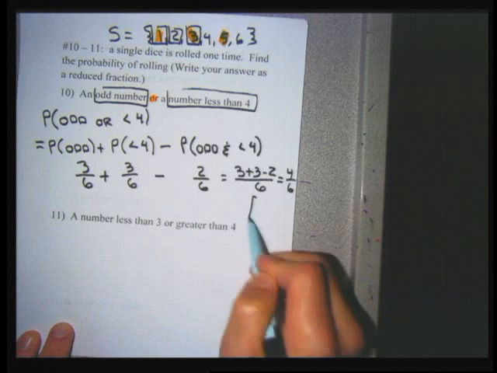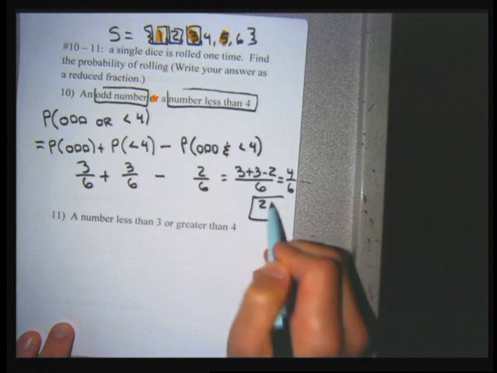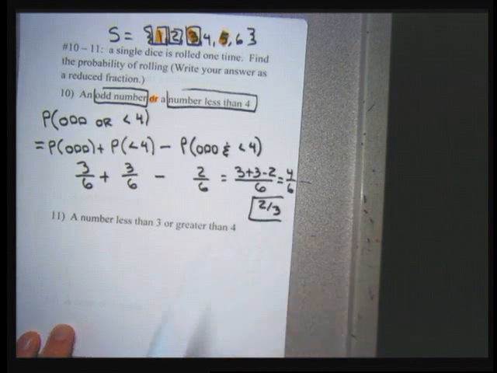So my answer to number 10, the probability of getting an odd number or a number less than 4 is 2 and 3.